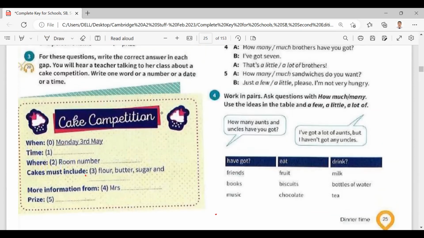Clear? Yes. So now, what should we do? You will hear a teacher talking to his or her class about a cake competition. A cake competition. What does competition mean? In Arabic, what does it mean? Cake competition, يعني مسابقة, cake contest. Contest يعني مسابقة. Okay? Write one word, a number, or a date, or a time.